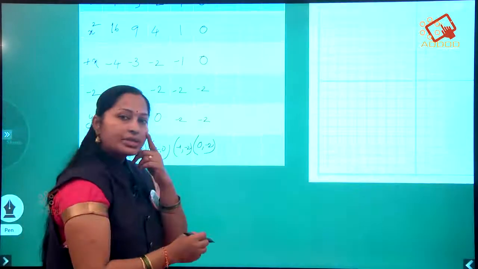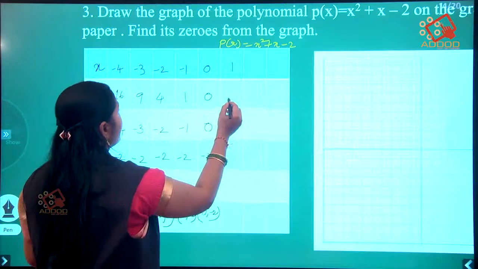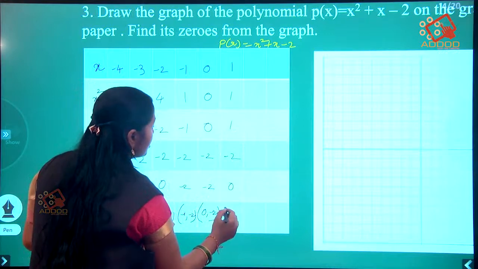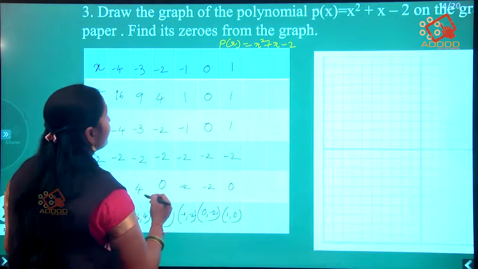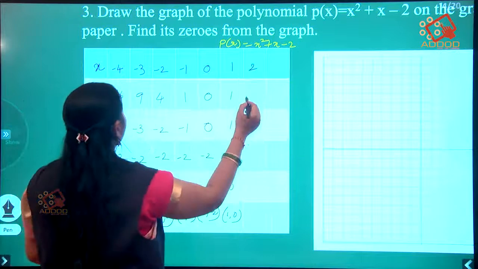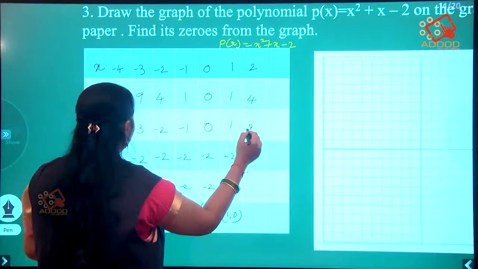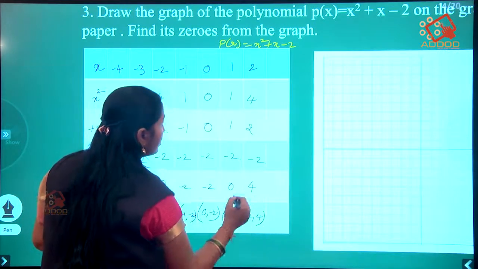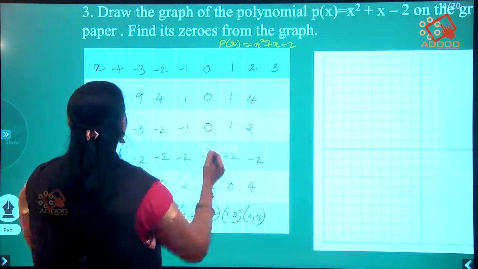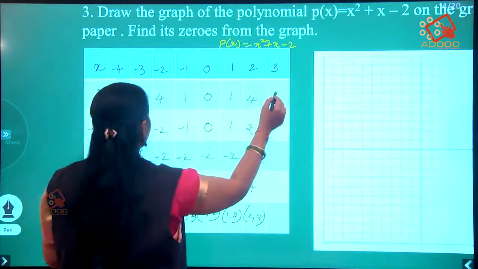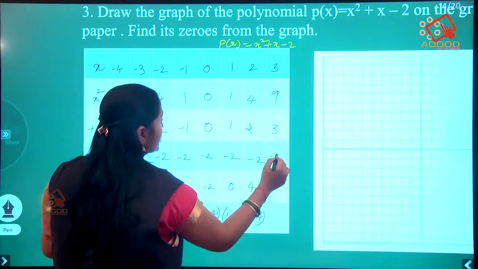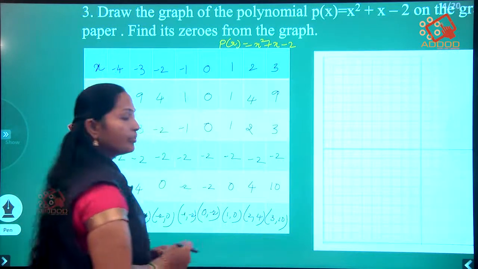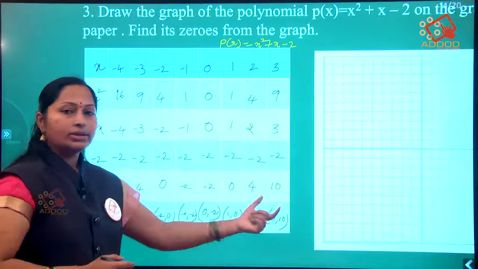Now for positive values: 1 square becomes 1, plus 1, minus 2 is 0, so 1 comma 0. Now 2: 2 square becomes 4, plus 2, minus 2, it is 4, so 2 comma 4. Now 3: x square becomes 9 and plus 3, minus 2, it is 10, so 3 comma 10. Now we are going to represent these points on the graph paper.